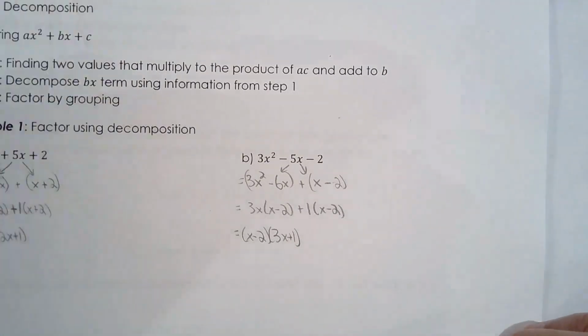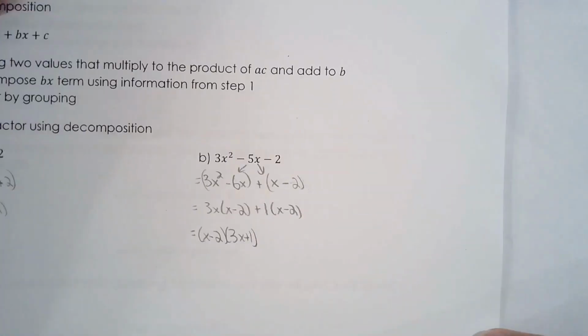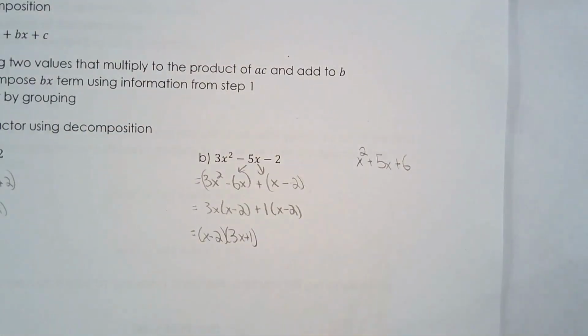In fact, since I'm on this story, what not to do, some students, when they see simple trinomials, they also factor by decomposition. So what multiplies to 6 and adds to 5? So hopefully you just say 2 and 3. But some students, they factor simple trinomials using decomposition.